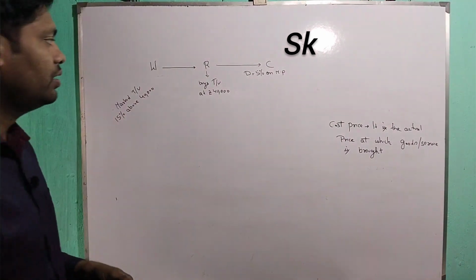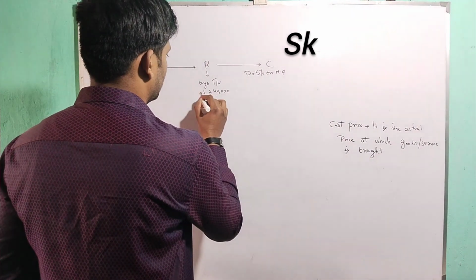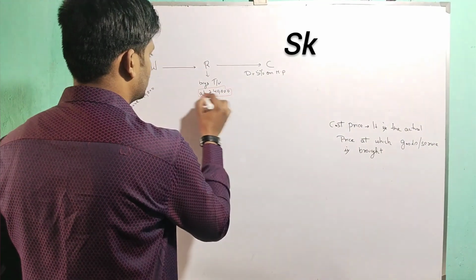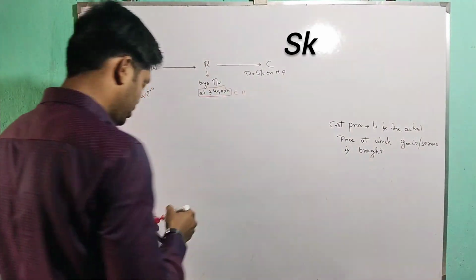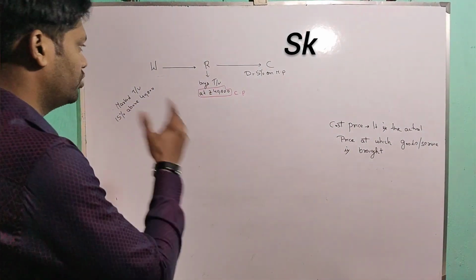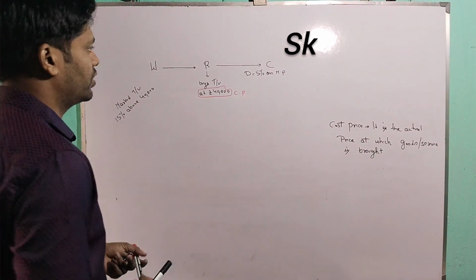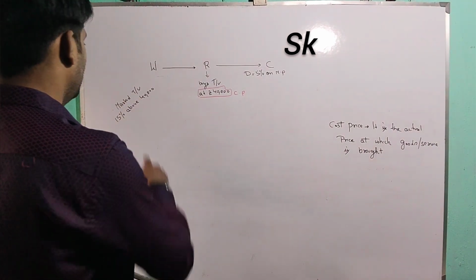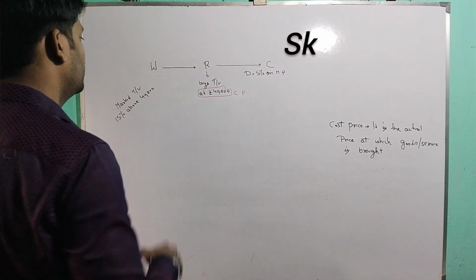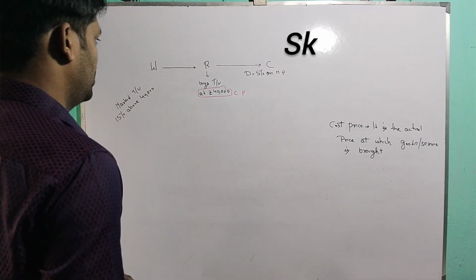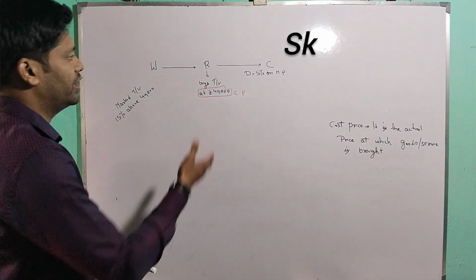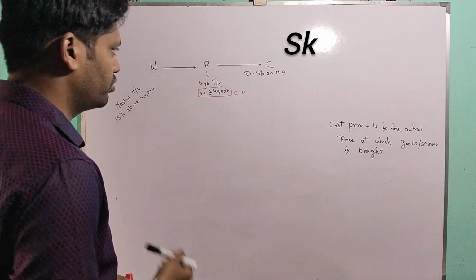Okay, so this is my cost price. In the textbook it's not there, but for your convenience I have written this one. After that he marks the goods 15% above the 40,000, above the price he has bought at. Whatever the question says, according to the question.